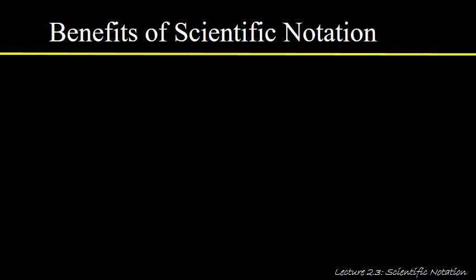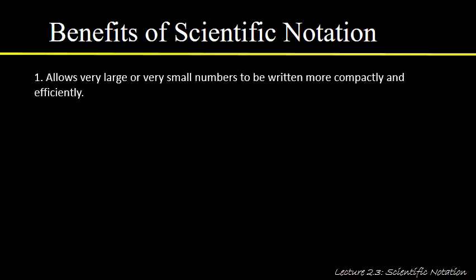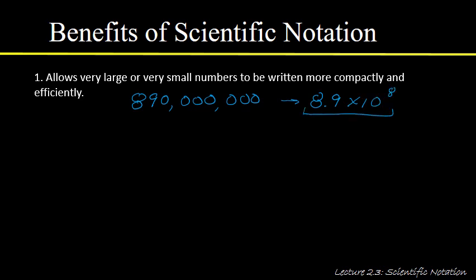Okay, so why do we do this? Why bother to rewrite numbers that way? There are actually several really important reasons to use scientific notation. One of the simplest ones is it just makes things easier to look at. If you had a number like 890 million, that just takes up a lot of space, and it's a lot easier to just write 8.9 times 10 to the 8th. It's just a little bit more compact, right?